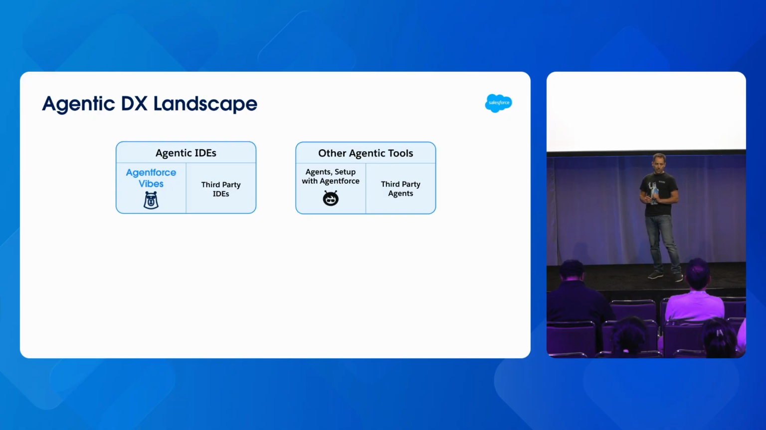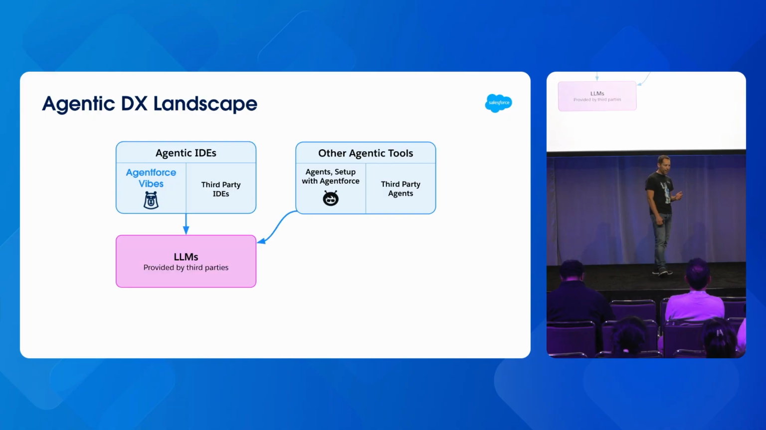But they all share something in common. They all rely on some LLMs to provide the generative AI capabilities to generate content. Whether it's text, code, or images, they use LLMs. Now, all of these tools are generally not tied to a single LLM or large language model. They can support multiple LLMs.